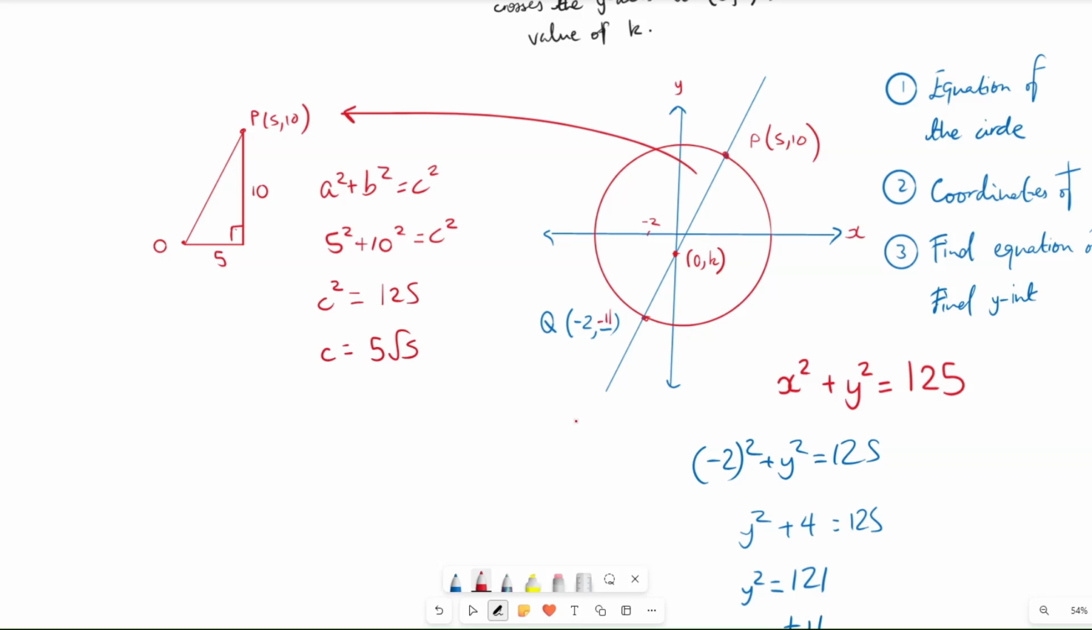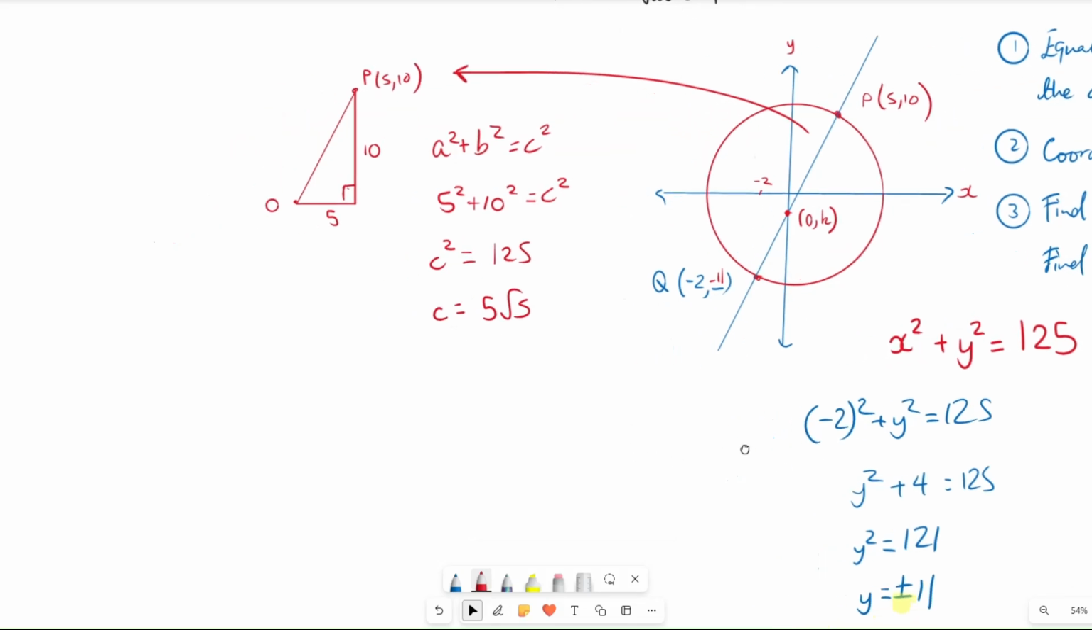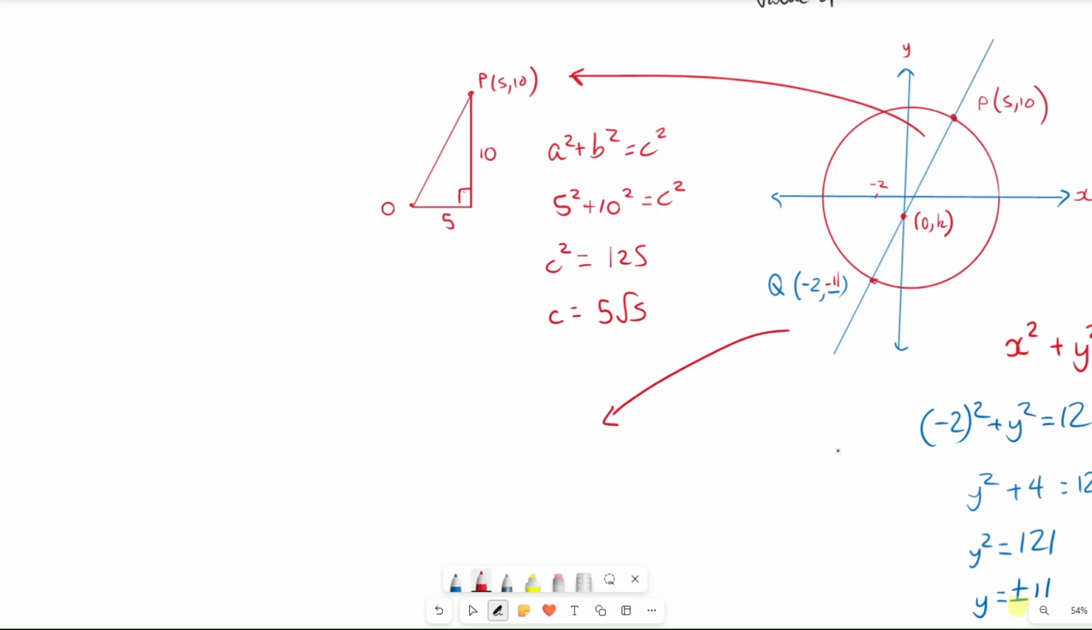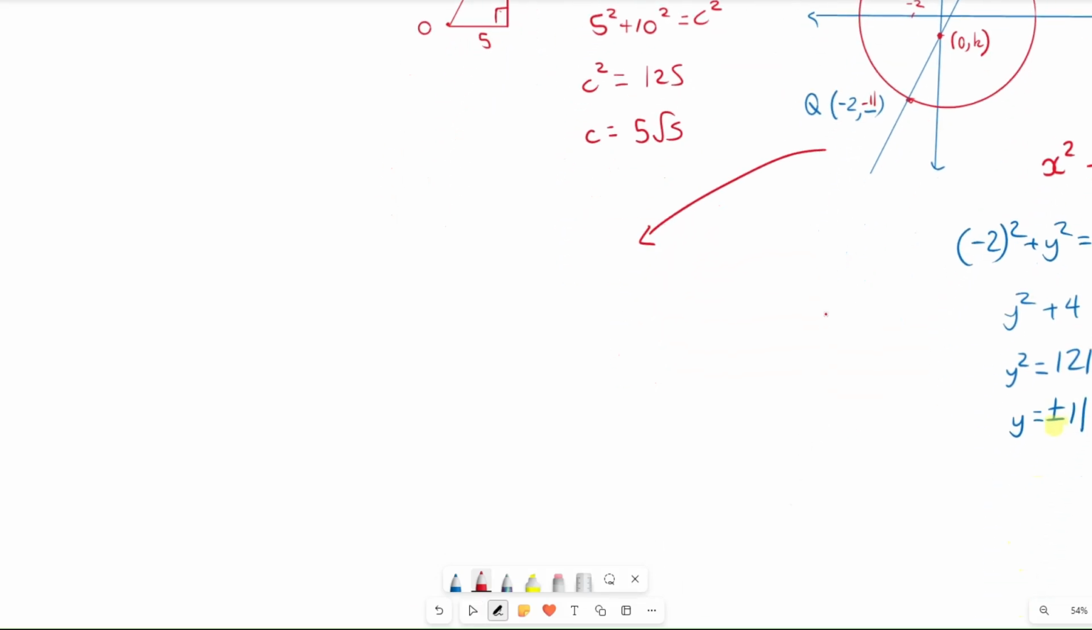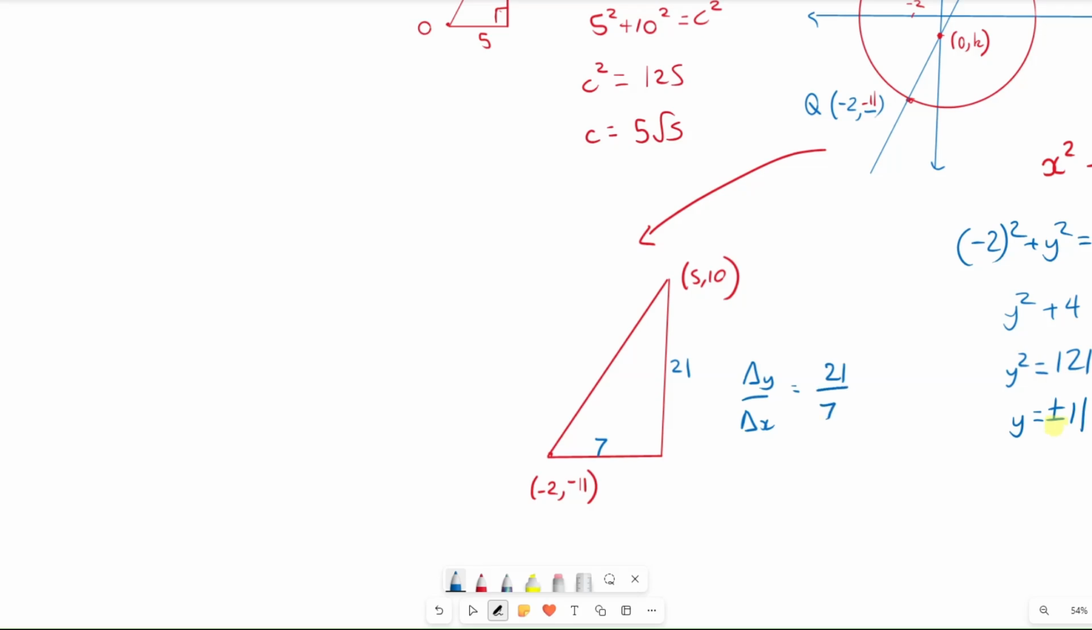So now that we know 2 points on a straight line, we can just work out the equation, can't we? I'm going to draw that over here. We've got another triangle. I think the triangle method is just the easiest way to visualize it. Over here we've got minus 2, minus 11, and over here we've got 5, 10. To get from minus 2 to 5, how many across do we go? We go across 7. And to go from minus 11 to positive 10, we go up 21. So the gradient is the change in y over the change in x. We go 21 up and 7 across, and that means our gradient is going to equal 3.